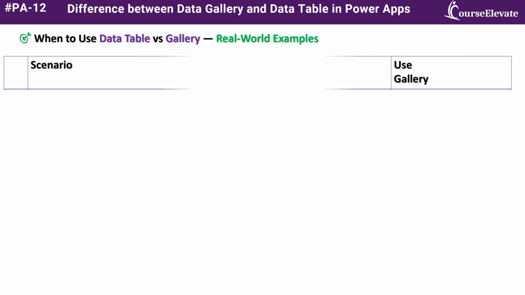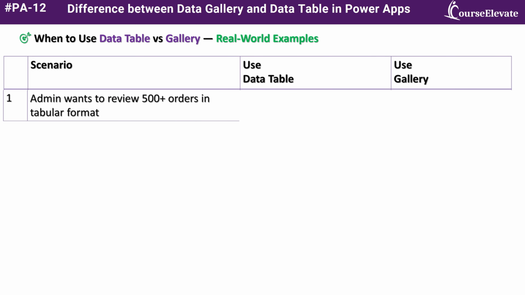Okay, let's go with scenario number 1. An admin wants to review over 500 orders in a simple tabular format. What is the best tool for this job? For this, you will choose the data table as it is optimized for quick, high density reading. A gallery would load much slower with that much data and is simply not designed for this purpose.